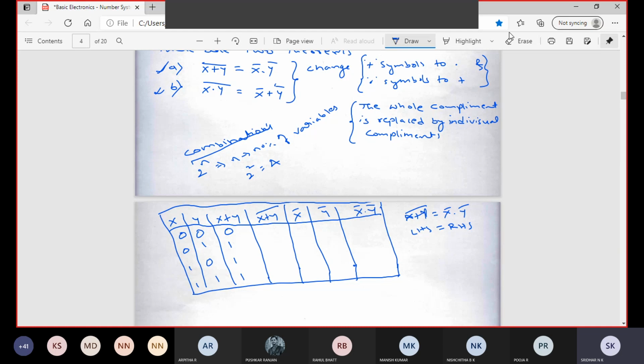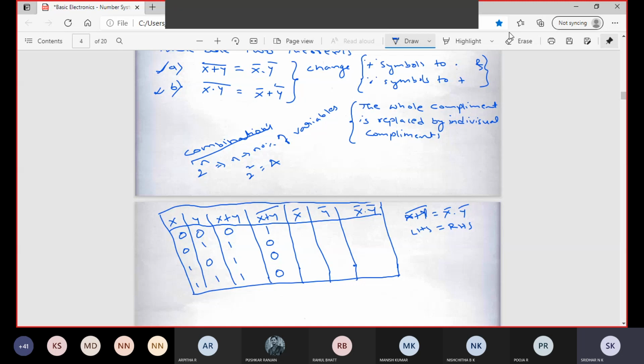Right. Now what is this? X plus y complement, correct? Complement means negation of this. If you have 0, you'll be having 1 here. If you have 1 here, you'll be having 0 here, correct? So for 0, what I have to write here? 1. For 1, 0, 0, 0. Understood?